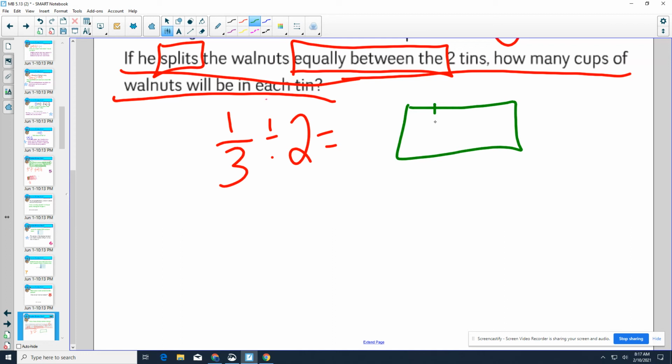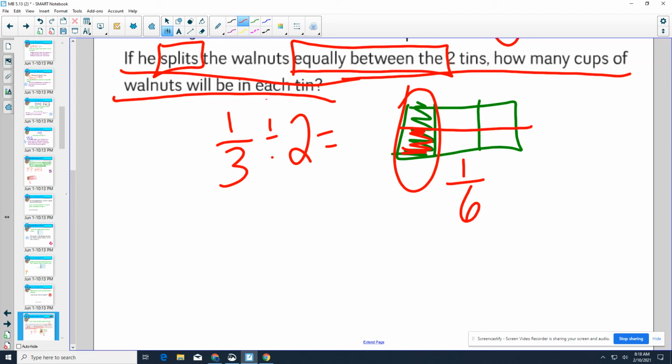So I have 1/3, and I want to divide it by 2 or split it in half. And so I know that 1/3 here, and dividing it into 2 pans. So if the green here was 1/3, and then I'm shading in half of that, or dividing the shaded part into 2, I can see that I get 1/6. So each muffin tin will get 1/6 of a cup of walnuts.